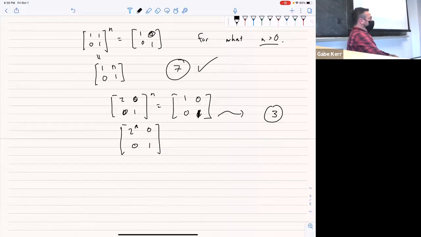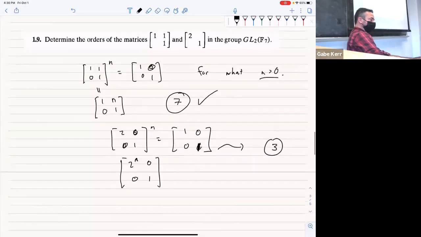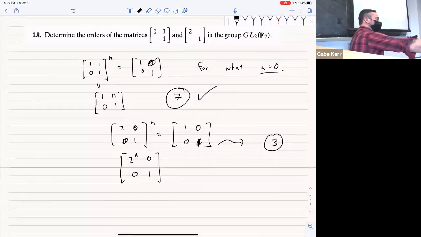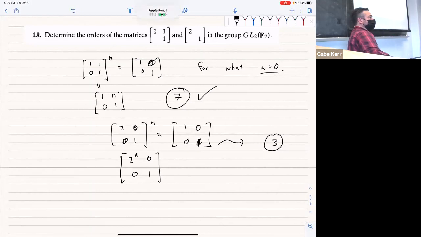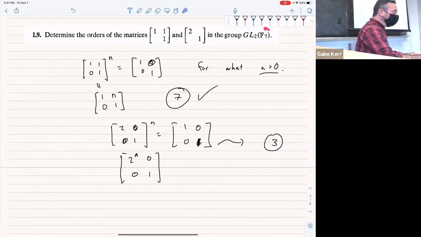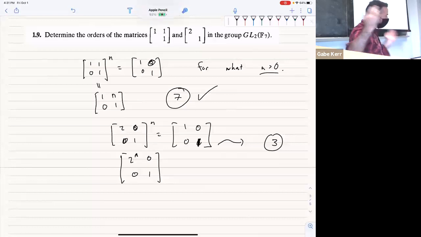Keep in mind that this only applies if you're working in GL2 of F7. If you're working in GL2 of F19, then you have a different story altogether. Keep in mind the parameters that are being supplied, and what field you're working over. Because you work over different fields, you get drastically different behavior.